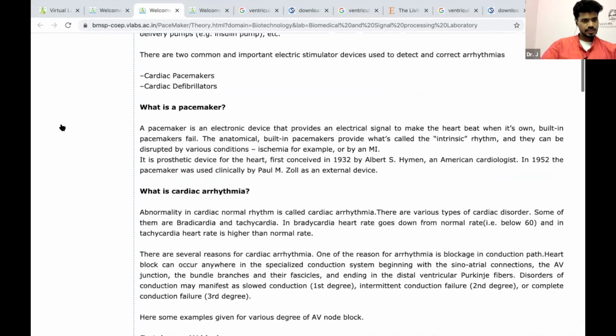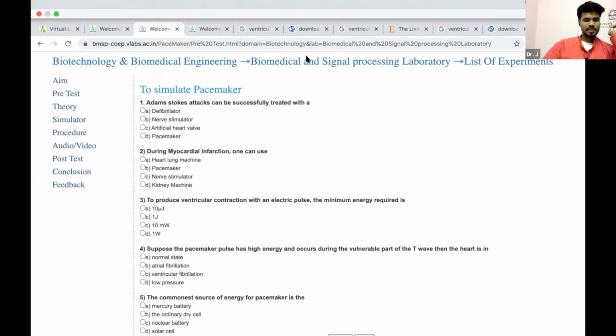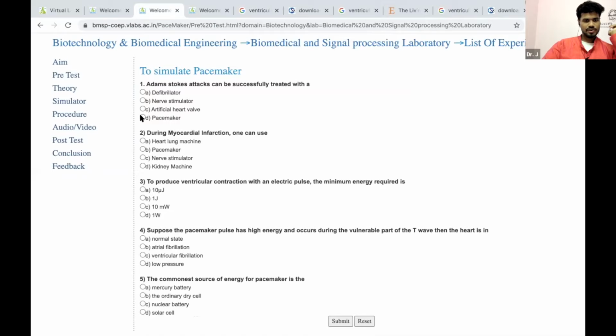Let's quickly see MCQs here to compare and contrast. Adams-Stokes attacks can be successfully treated. Adams-Stokes, anyone? At least you could quickly Google what Adams-Stokes is and answer. Just because this is showing up under pacemaker, I'm going to choose pacemaker. You could go see what Adams-Stokes is. Typically, I suppose it's a conduction problem. Myocardial infarction, one can use a heart-lung machine. Kidney machine, nerve stimulator. Locally, if you want to pace and correct things, pacemaker.